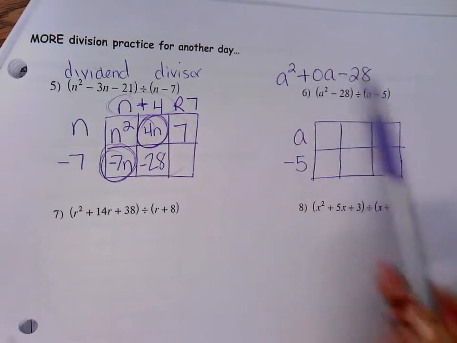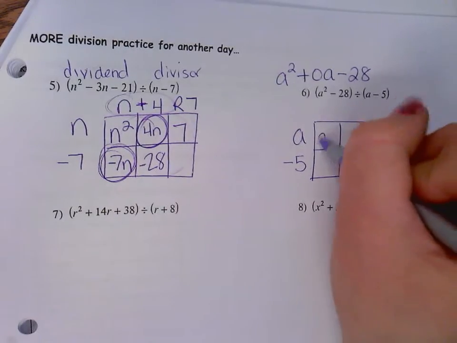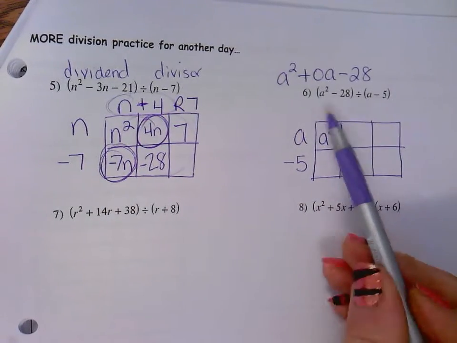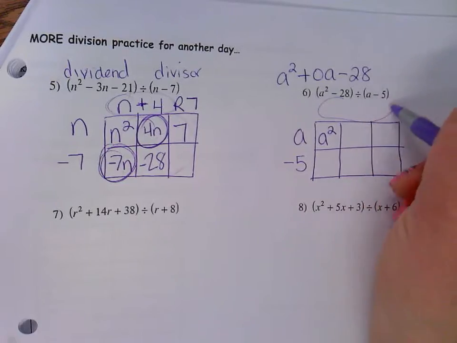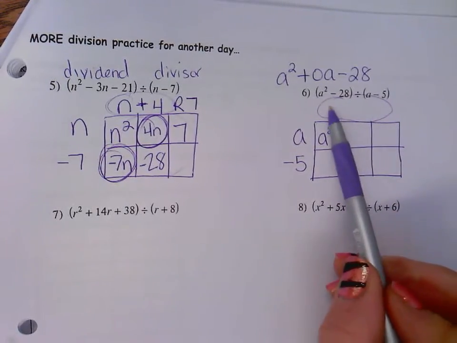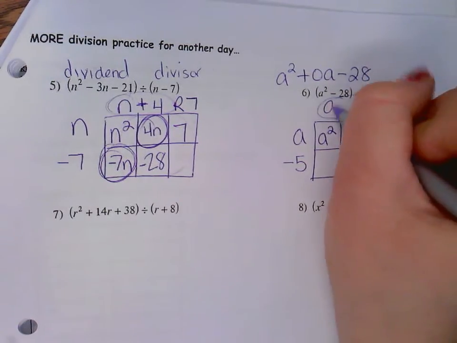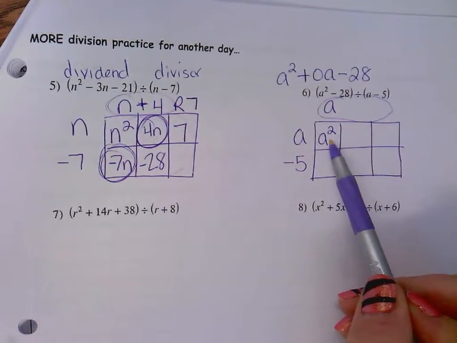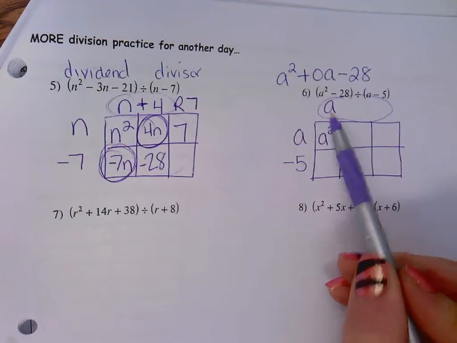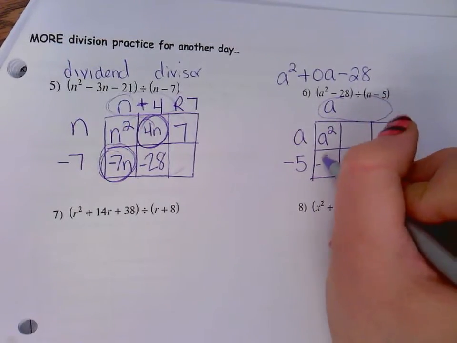That has to end up inside my box. So a squared is the first term. And I'm going to build out here my quotient so that when I multiply, I get a squared. So it's going to be a, because a times a is a squared. And then I multiply a times -5 is -5a.